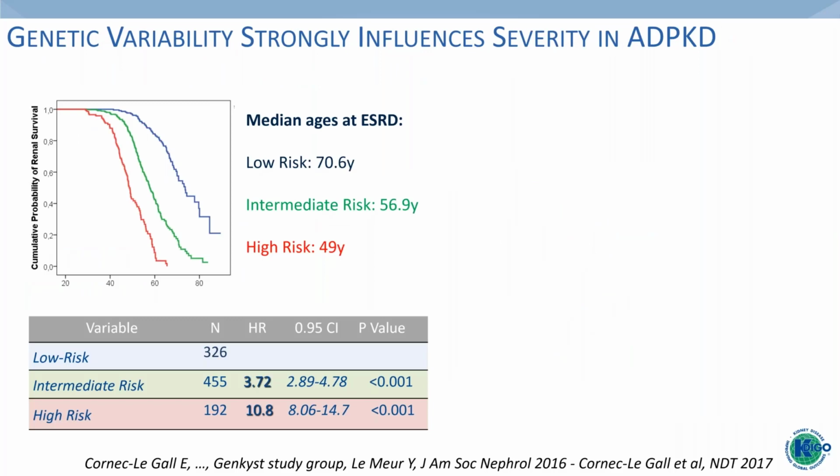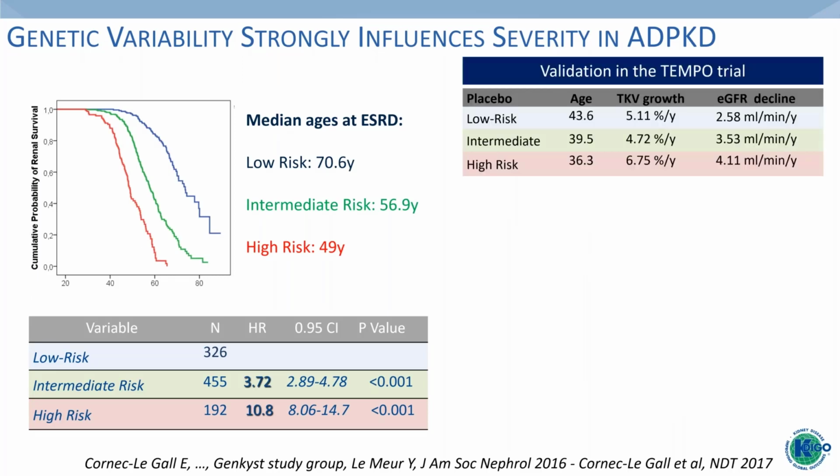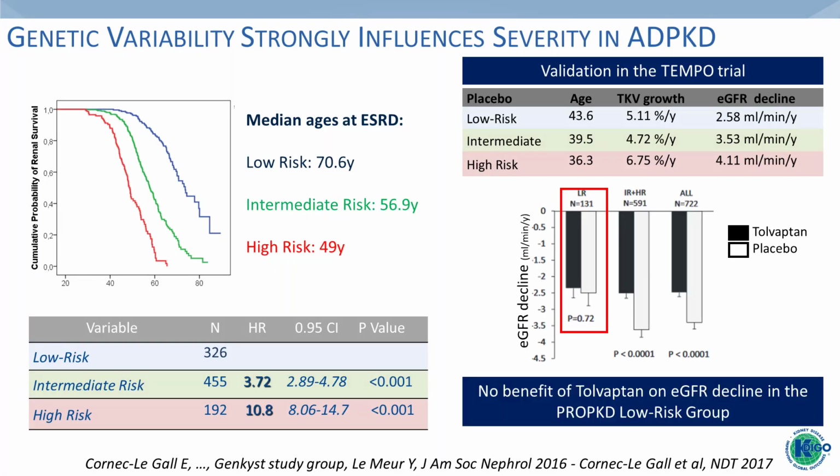We had the opportunity to confirm the predictive value of this score in the TEMPO trial, in a part of the participants of the TEMPO trial, 749 patients. And you know that the TEMPO trial tested tolvaptan versus placebo in ADPKD patients. And we observed that there was no difference in terms of renal function decline in the patients from the low-risk group. And this suggests that patients from the low-risk group should not be treated, and also that genetic information can be used to enrich clinical trial populations with rapidly progressing patients.